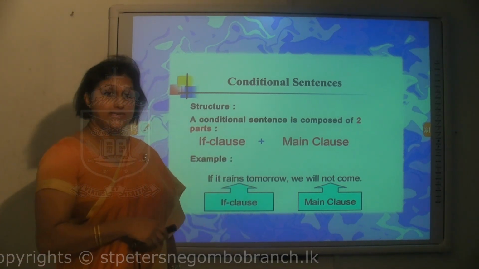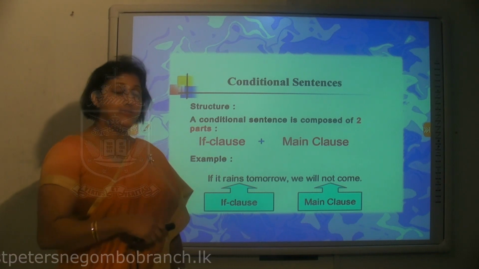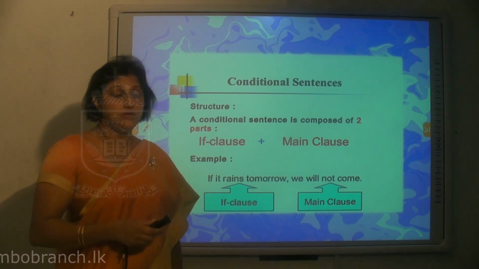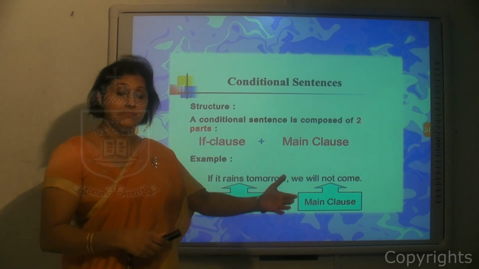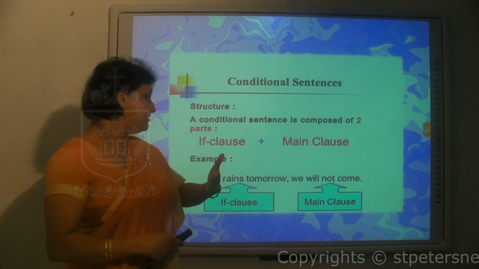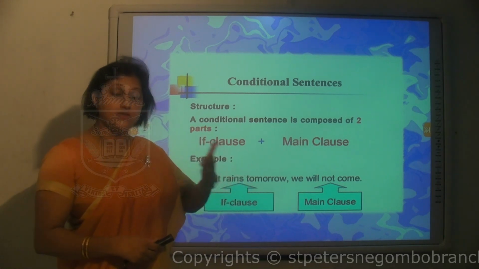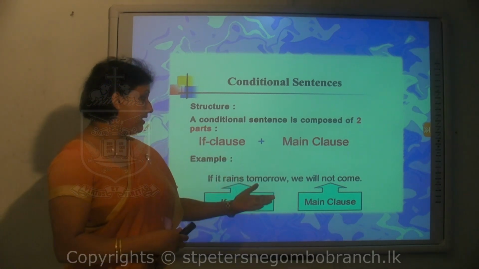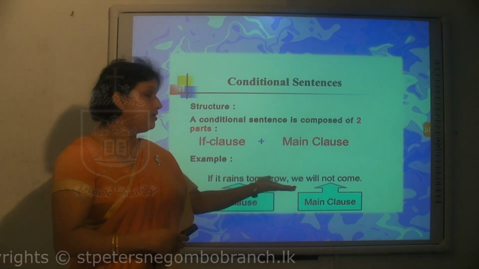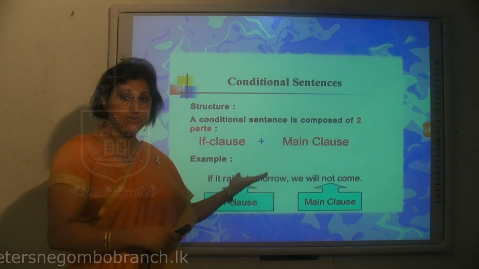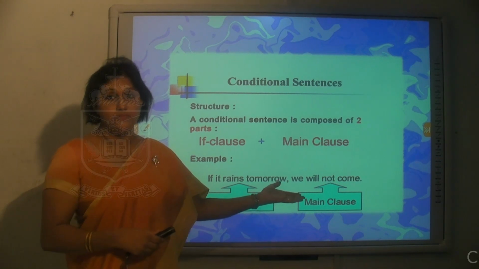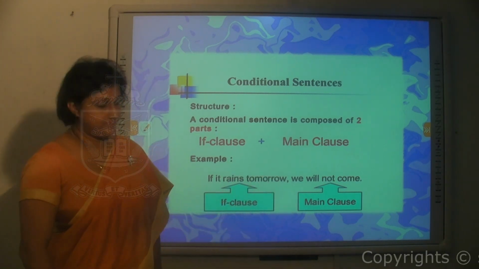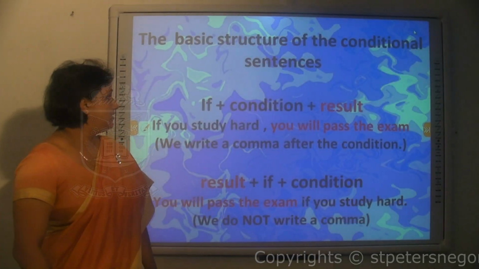So I have given you an example here. If it rains tomorrow, we will not come. The condition, if it rains tomorrow, is the if clause or the conditional clause. Secondly comes the result, we will not come. If it rains, we are not going to come. So that is called the main clause or the result.